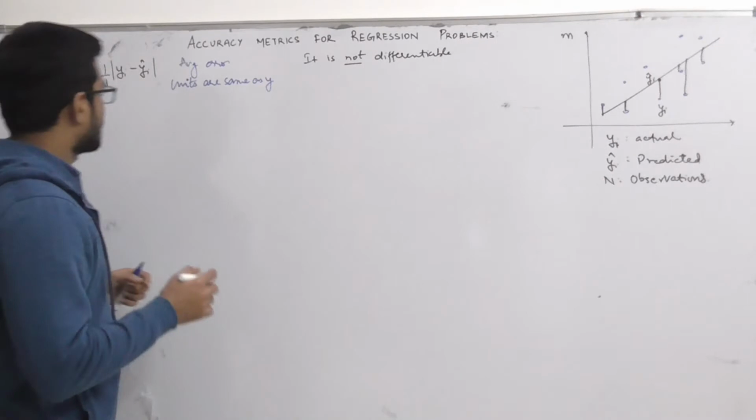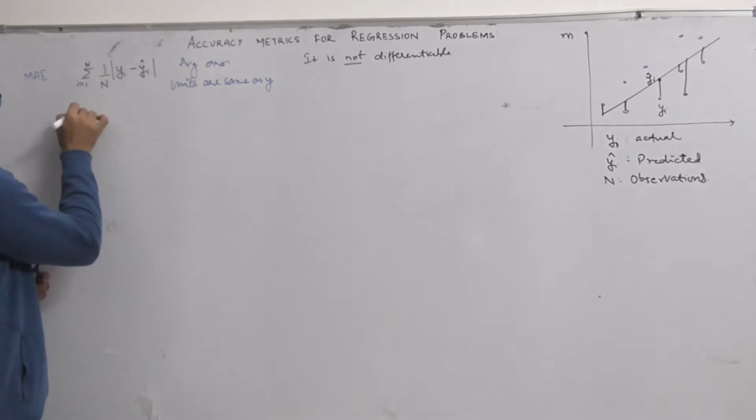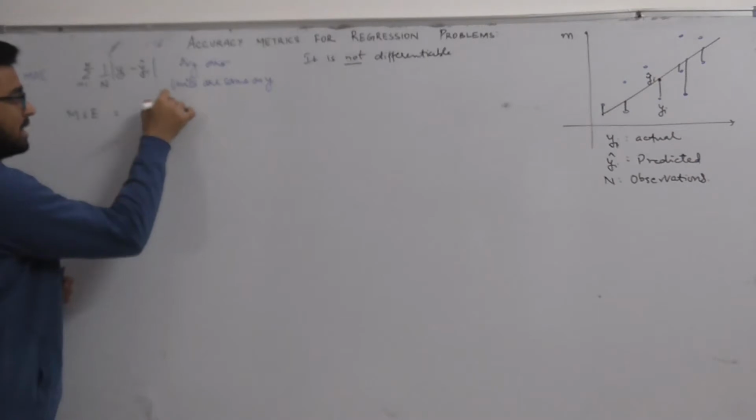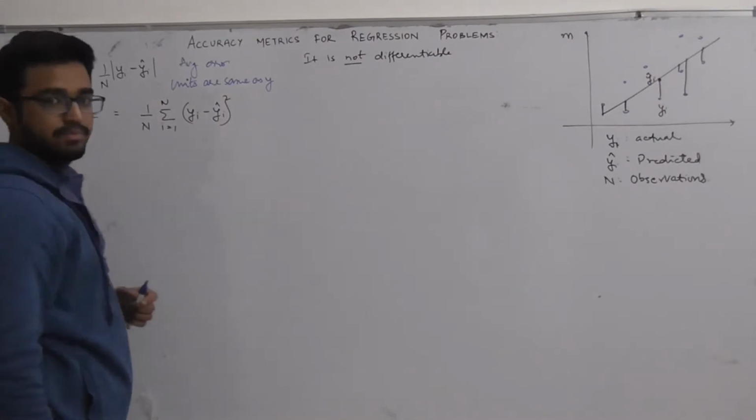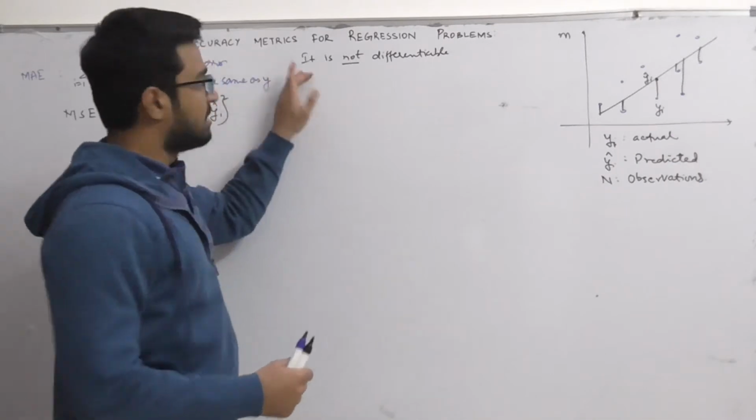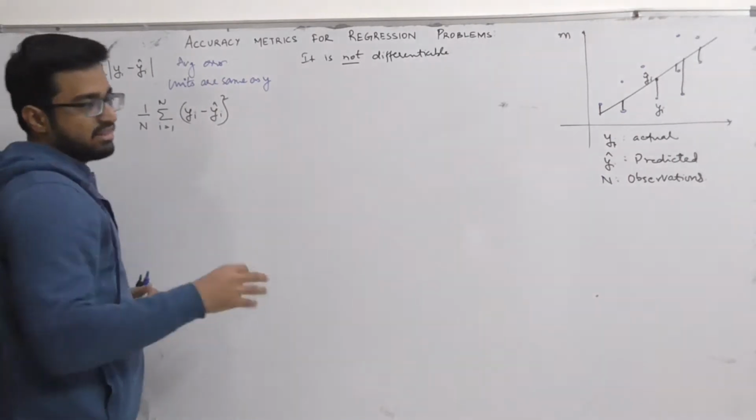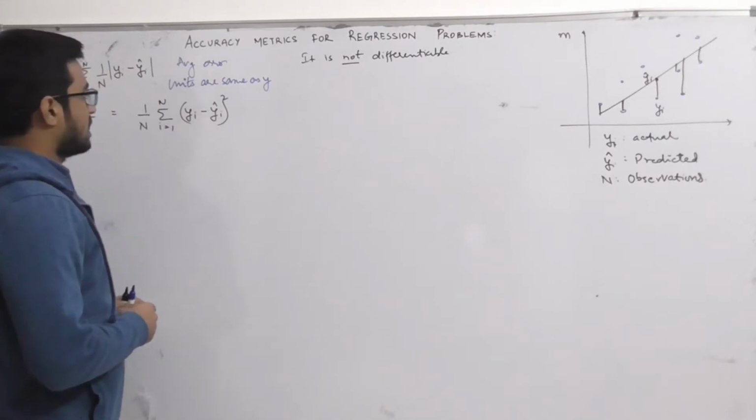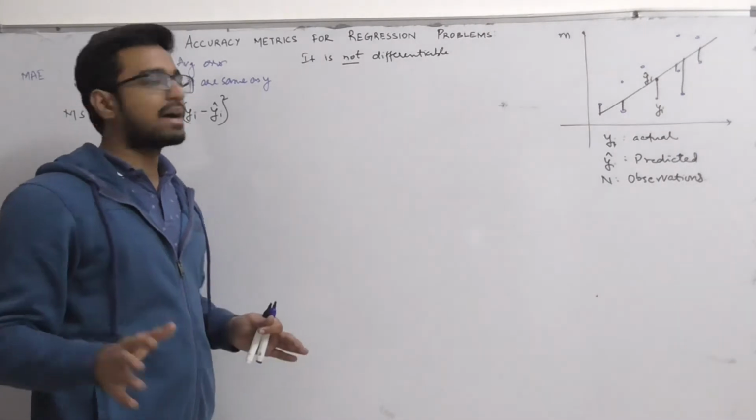And that is why what we do is just a minute change, that instead of this modulus we put a square. So mean squared error, that is 1 by n, summation i equal to 1 to n, yi minus yi cap whole square. So this is the mean squared error, and we know that it is differentiable now, hence we can use it for gradient descent. Then it is kind of doing an average but just squaring the deviations. And one more thing that I would like to point out is that the unit is not the same. That is the one drawback for this.